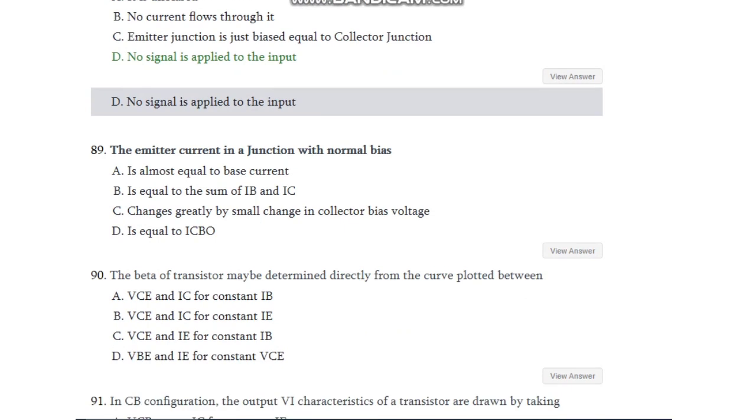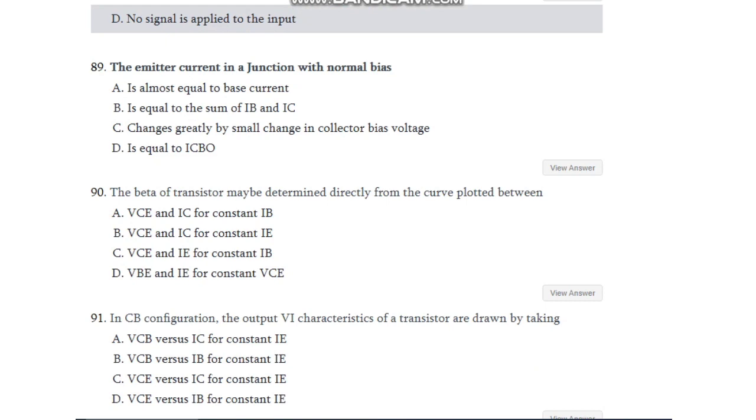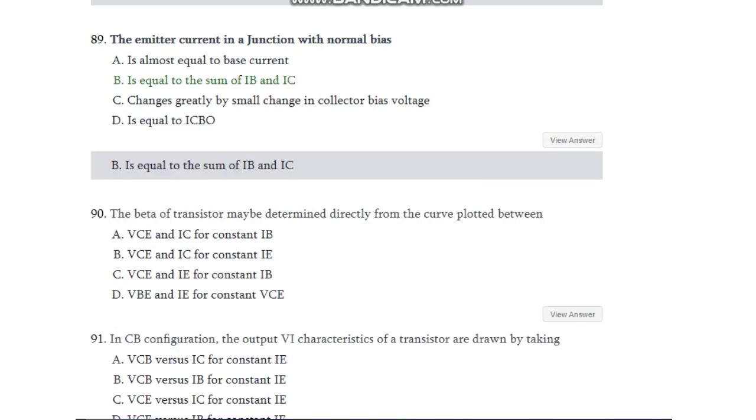Then question number 89: the emitter current in a junction transistor with normal bias is almost equal to base current, is equal to sum of IB and IC, changes greatly by small change in collector bias voltage, is equal to ICBO, and the answer is B, that is it is equal to sum of IB and IC.